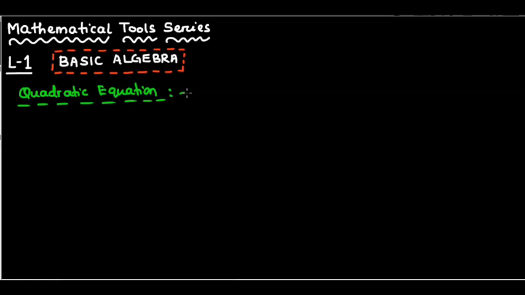Remember that a quadratic equation means it is an equation of degree 2. So let me write here that it is an equation of degree 2. The next question is, what is the meaning of degree of an equation? Students, we know that in an equation we have a variable. The maximum power of the variable in an equation is known as the degree of that equation. So in a quadratic equation, the maximum power of the variable is 2.